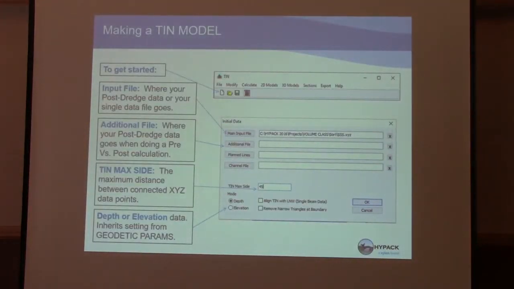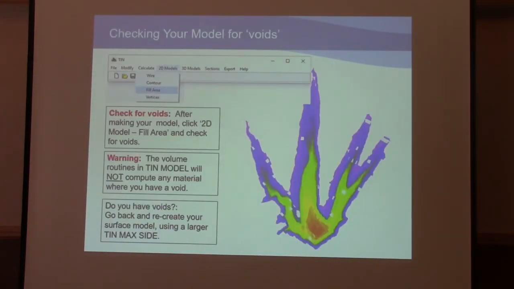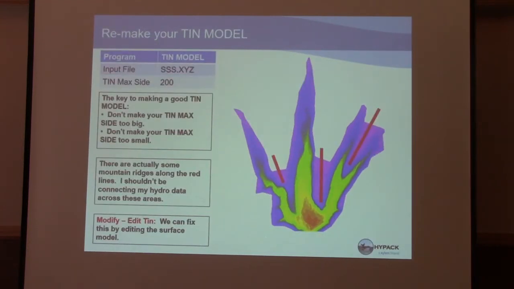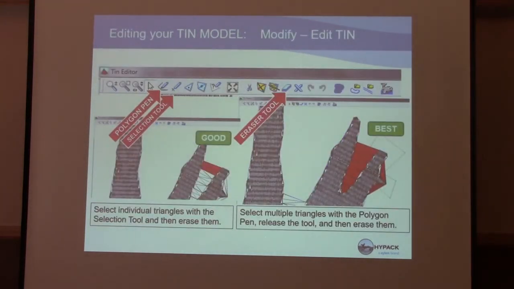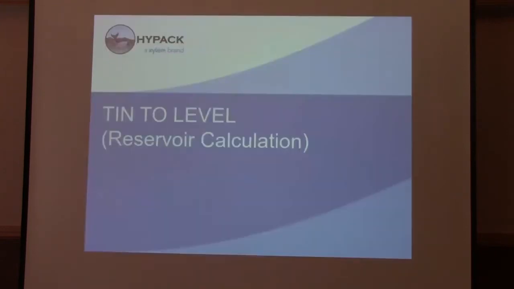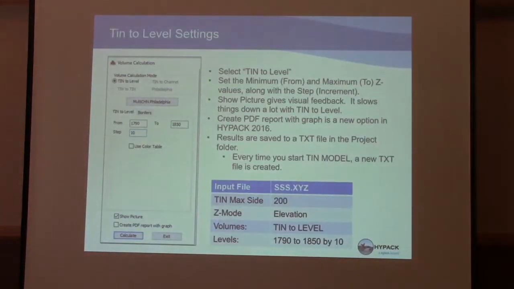Making a tin model, we've already talked about this. Checking it for voids, adjust your tin max side. Anyone need me to go back over that? I think I beat that to death in the last session. Make your tin model, check for voids, make sure they're not there. Adjust your tin max side until you get something pretty. Then you can go in and actually cut out all the bad triangles. Modifying, editing, tin, we all did that.